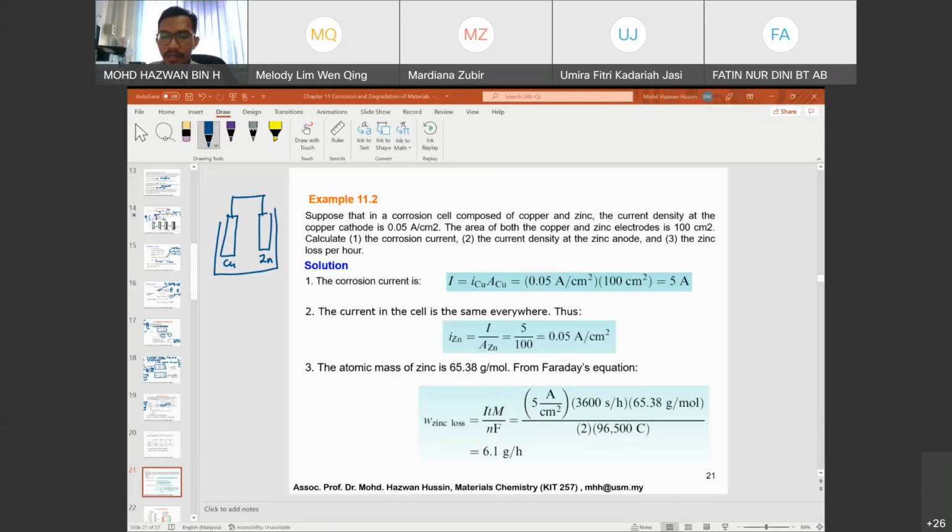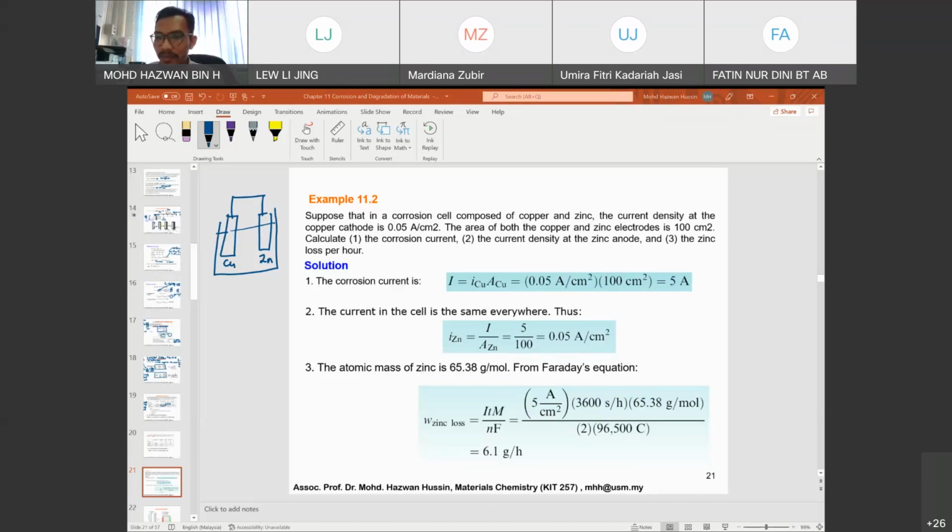Liu Lijing, are you there? Yes, doctor. Okay, Lijing. If you have a pairing between copper and zinc, which one will be anode, which one will be cathode? Anode will be copper. Confident? Okay, it's okay. Thank you very much for trying.